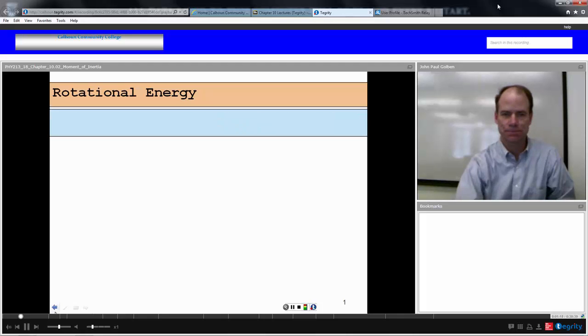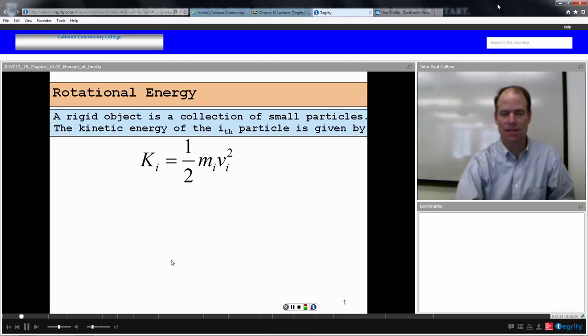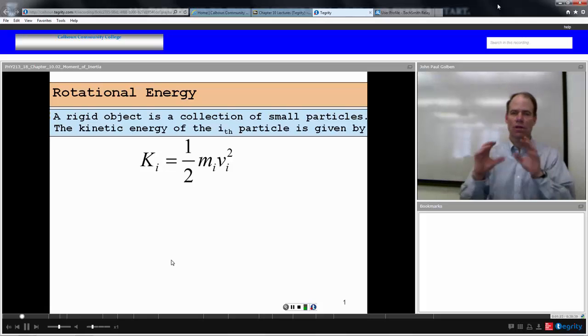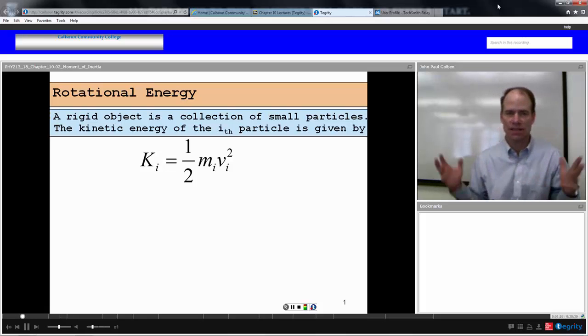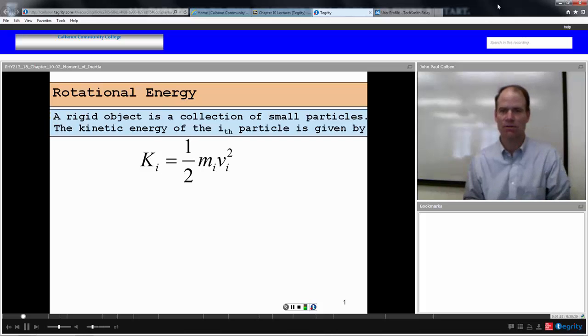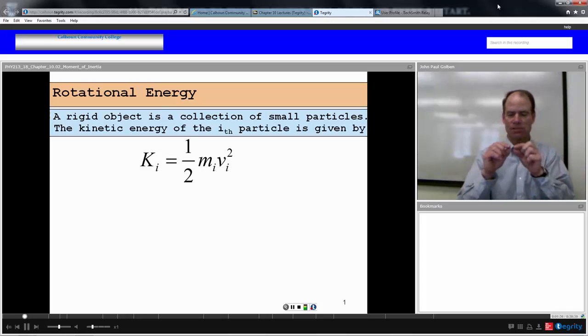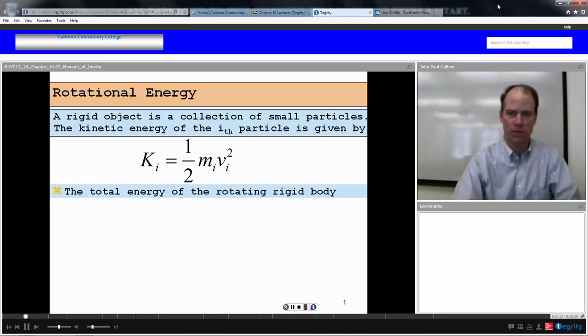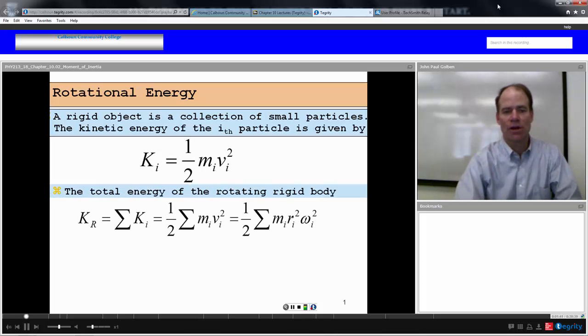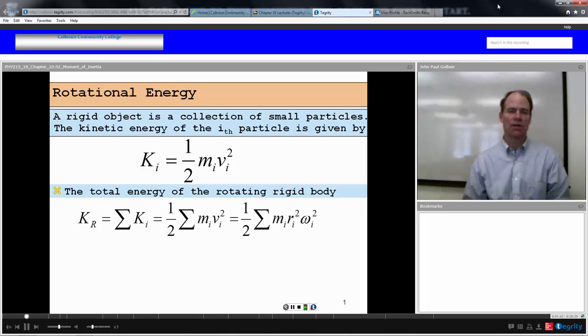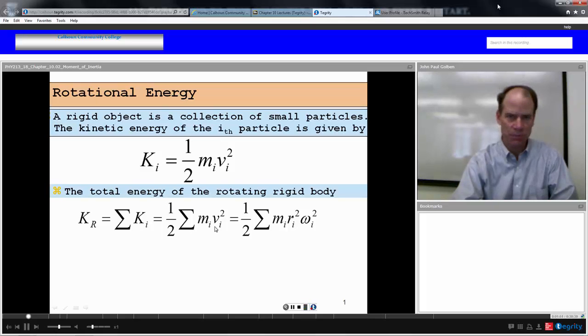So, consider this. If I were looking at just one little piece of that wheel, I would say that the kinetic energy of that ith particle of that wheel is equal to 1/2 the mass of that particle times its linear velocity squared. And that would be the kinetic energy associated with one little piece of that wheel. So the total energy of the whole wheel would be the 1/2 mv squared for every particle on that wheel. So I would say it's 1/2 the summation of every ith particle times its linear velocity squared.